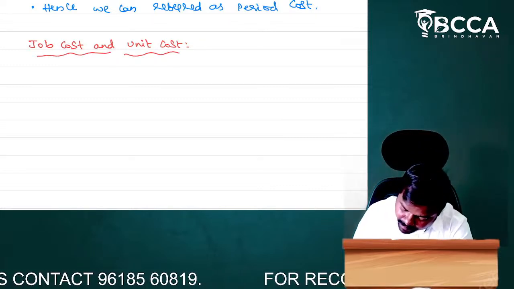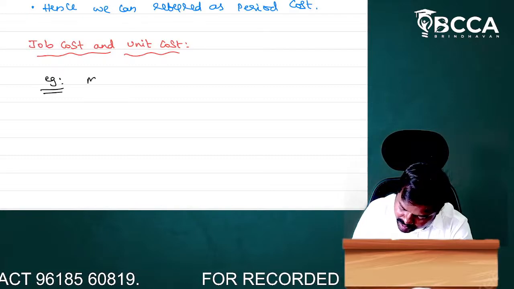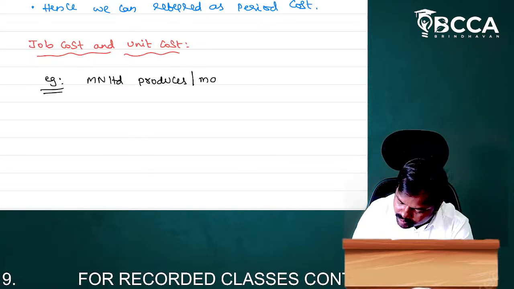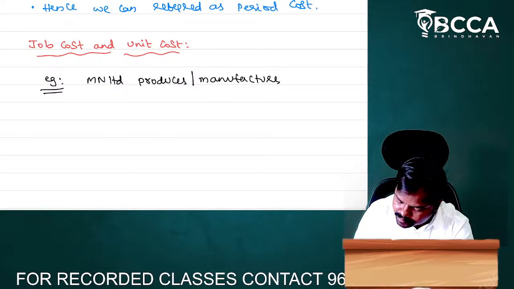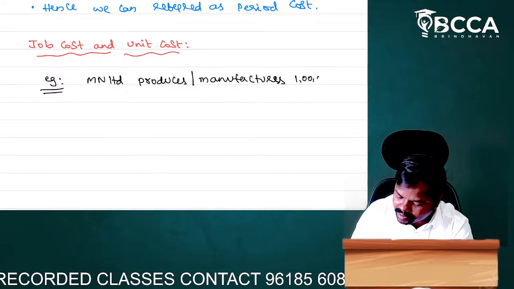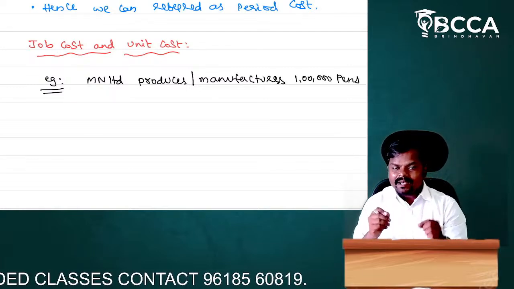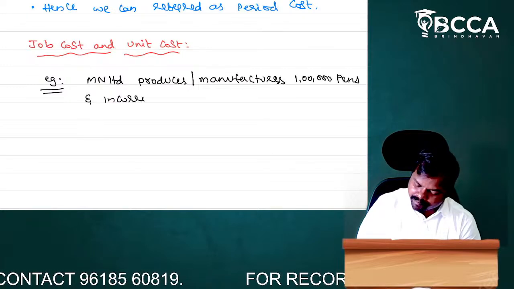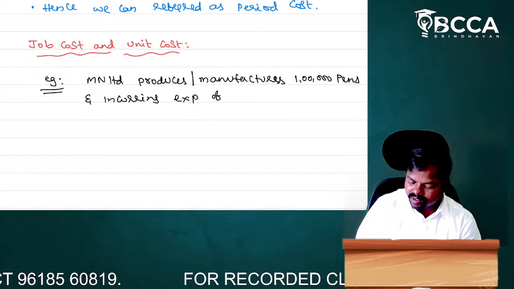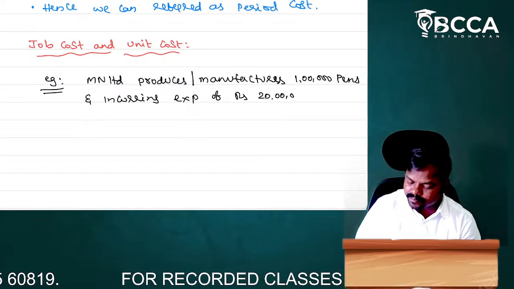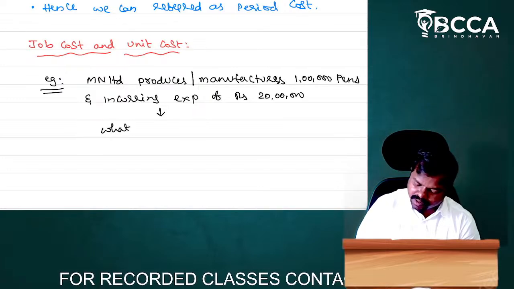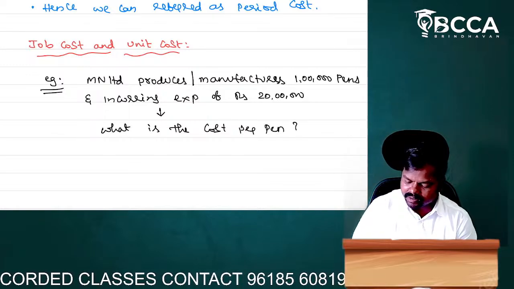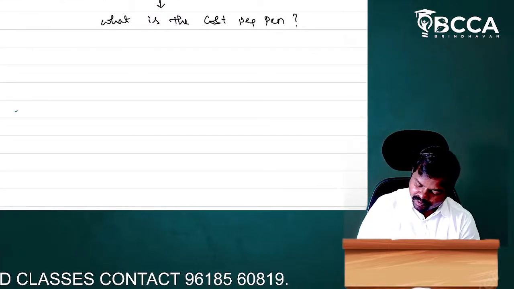Listen carefully, my dear friend. For example, MN Limited produces or manufactures 1 lakh pens. You know pen? Yes. One lakh pens they manufacture, incurring expenditure of rupees 20 lakhs. What is the cost per pen? This is a question mark. Example number 1. Example number 2.